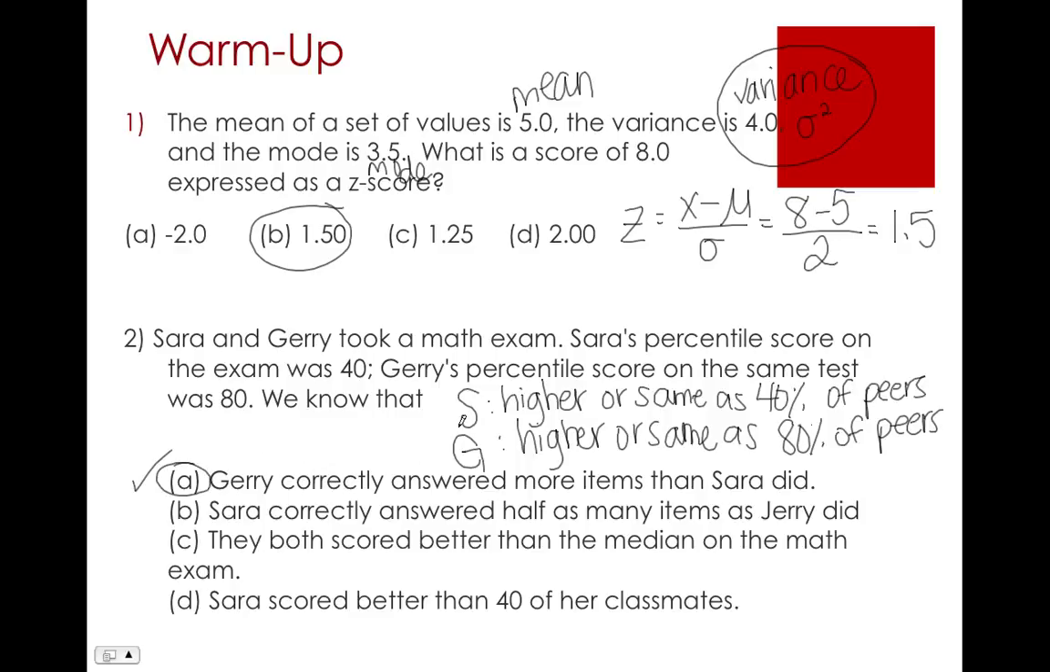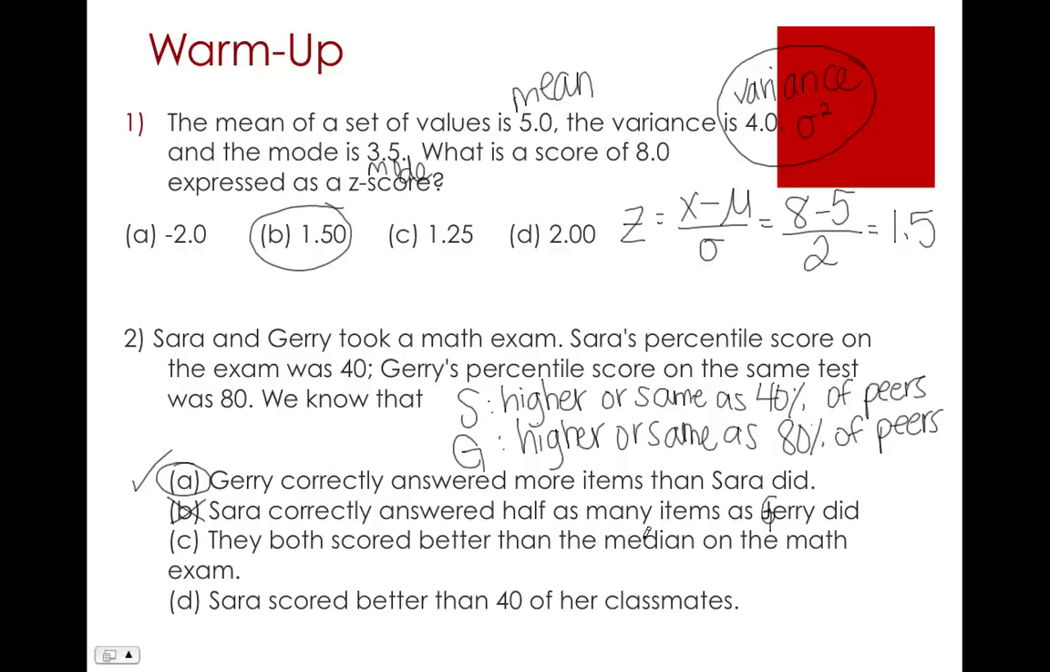A is true. B, Sarah correctly answered half as many items as Jerry. I don't know why I changed the spelling of Jerry's name here. Sorry about that. No, B is not necessarily true. It could be true, but the fact that her percentile is half of Jerry's does not mean that she answered half as many items. Her score could have honestly been almost the same as Jerry's if there were a whole bunch of people still between them with a score in between those two. This actually tells us nothing about what their actual scores were. It tells us where they stand relative to their peers.